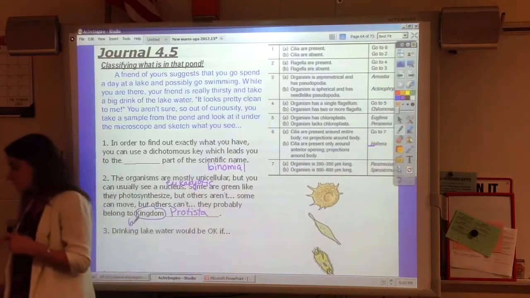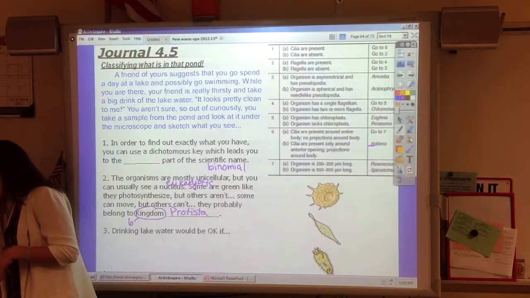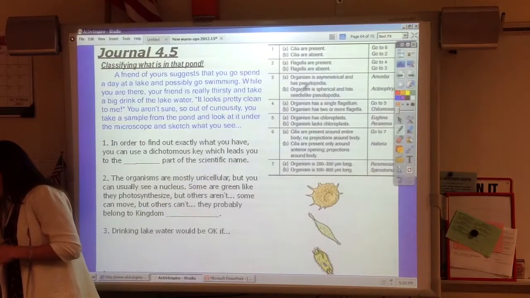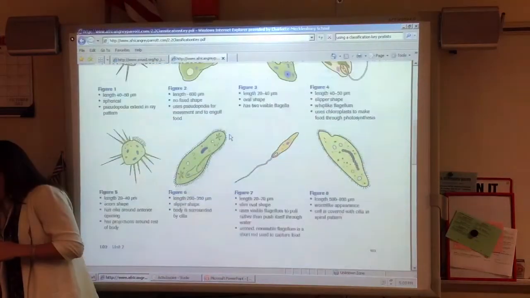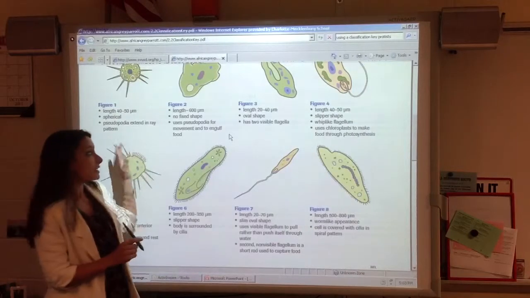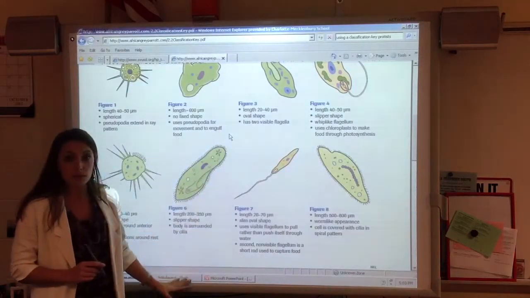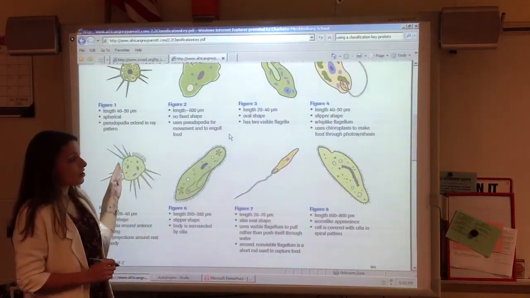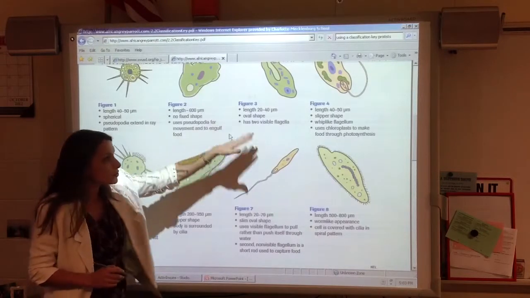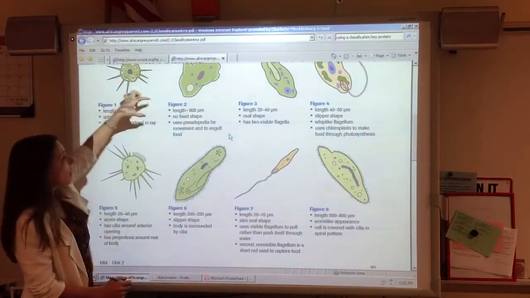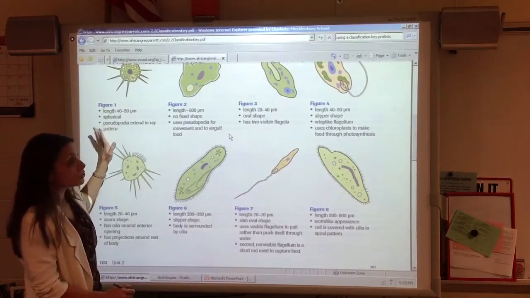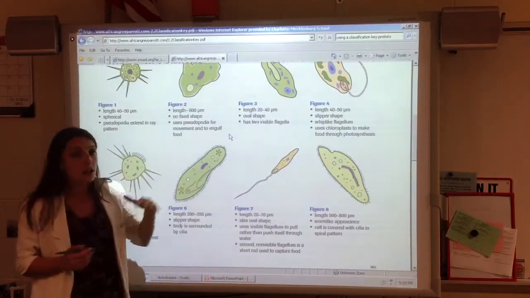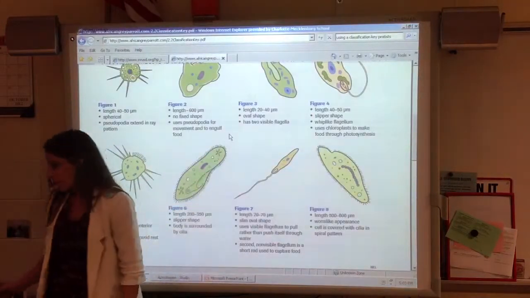Once you have finished completing the journal entry, one thing you can do today for some extra credit is to work on figures 1 through 8 and use the dichotomous key to find their names. Figures 1 through 8 give you a lot of information. They tell you the size and the shape. They tell you whether it has pseudopodia or not. So these are pretty straightforward.